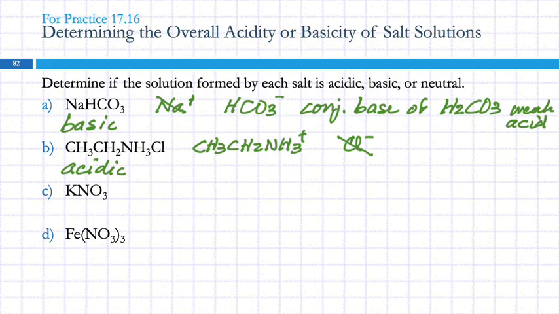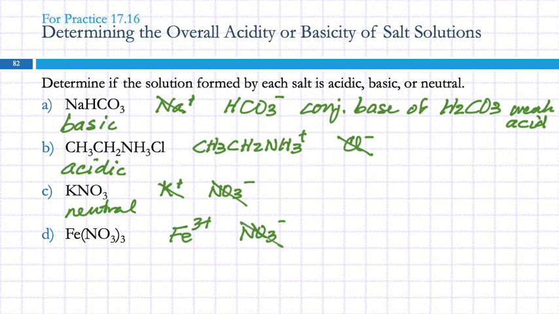Well, KNO3. Neutral. Potassium from potassium hydroxide, a strong base. Nitrate from nitric acid, a strong acid. So this one will be neutral. And then here we have Fe3+ and NO3-. I guess I should mark those off. Those don't do anything. Well, we already identified nitrate is the conjugate base of a strong acid, so it's not going to do anything. And what about that guy? That'll be acidic.